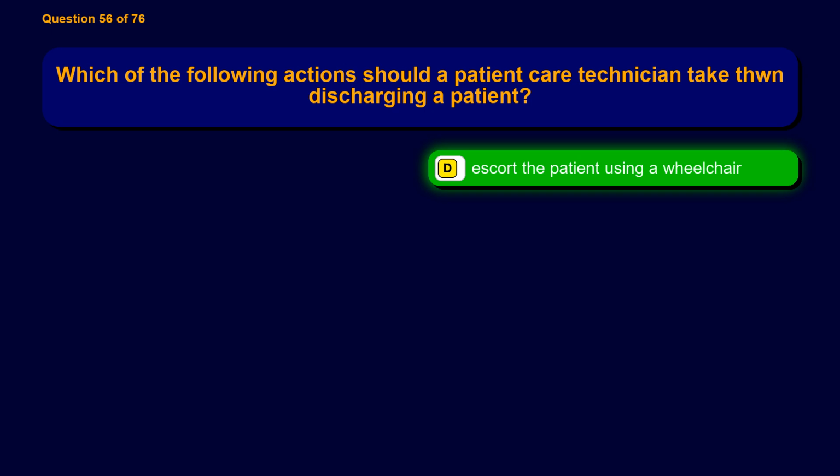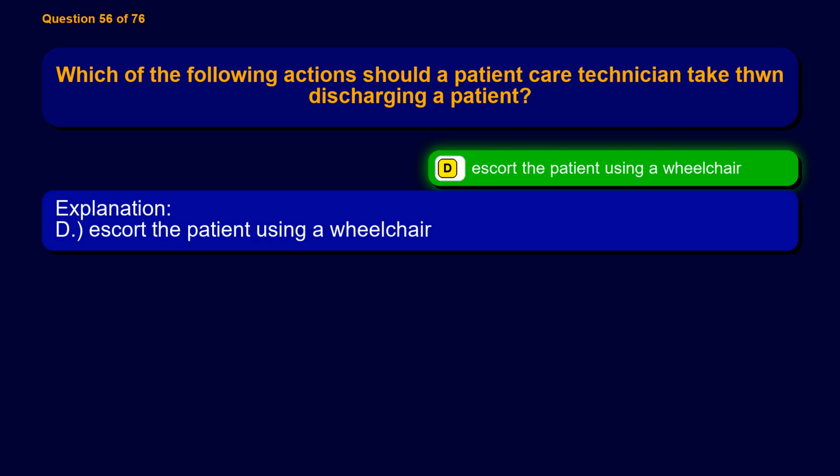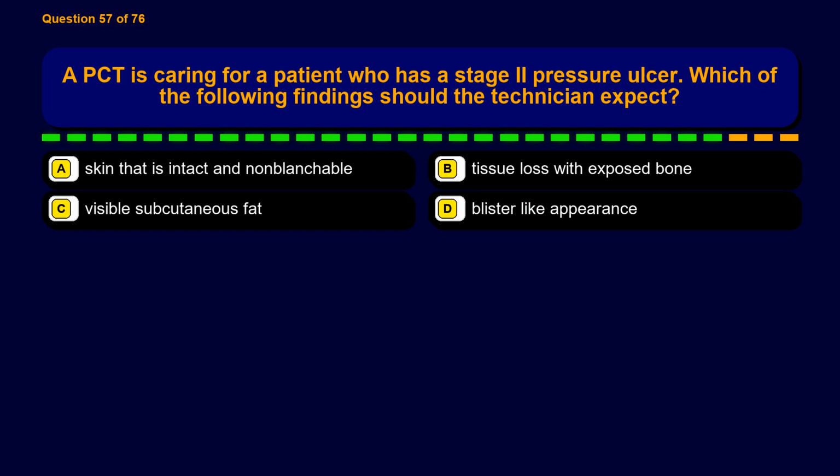The correct answer is option D, escort the patient using a wheelchair. Question 57. A PCT is caring for a patient who has a stage 2 pressure ulcer. Which of the following findings should the technician expect? Option A, skin that is intact and non-blanchable. Option B, tissue loss with exposed bone. Option C, visible subcutaneous fat. Option D, blister-like appearance.